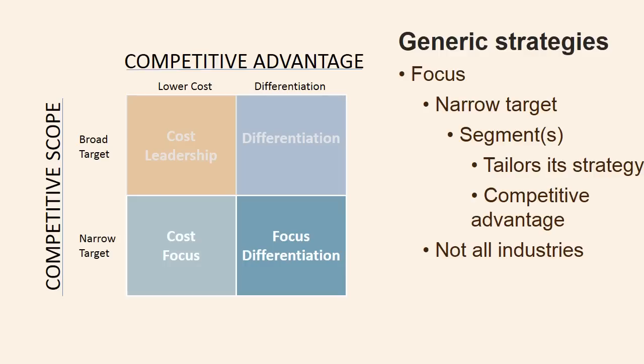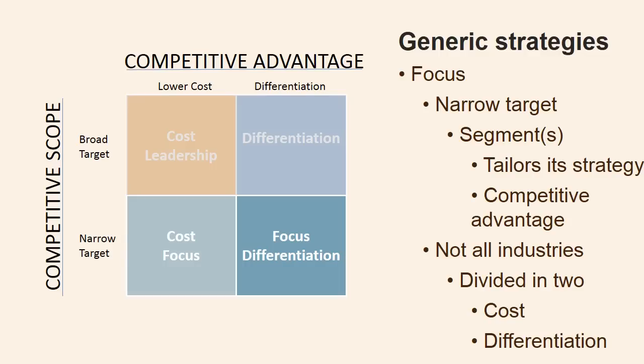Porter points out that it is not possible to identify a segment that can be operated separately in all industries. Once, we would have said that sales of water cannot be divided into segments, but times are changing. If it is possible to identify segments that can be operated separately in the industry, competitive advantage is divided into two fields. These are cost and differentiation, as in broad target.